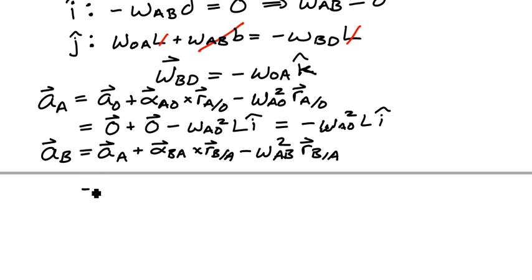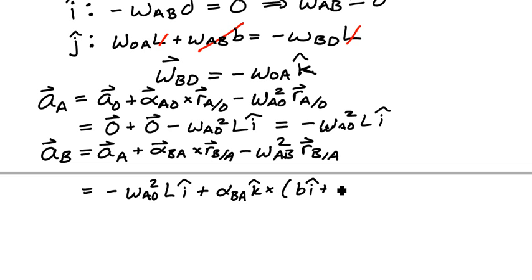So if I go ahead and do some substitution here, we've just shown that the acceleration of point A is minus omega AO quantity squared times L in the I. I'm going to add to that alpha BA, unknown quantity in the K, and I'll cross that with the position vector B with respect to A, which is little b in the I, plus the distance, I believe we called it D, in the J. And then I'm going to subtract off of that omega AB squared, but keeping in mind omega AB is 0, we know the last term goes to 0.